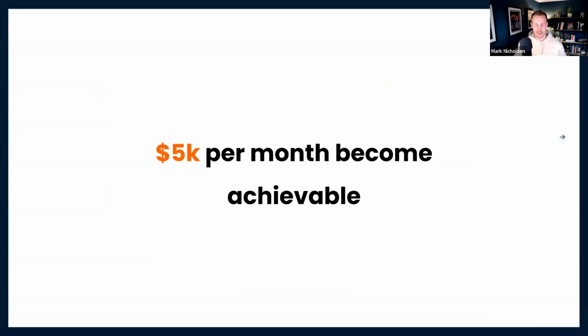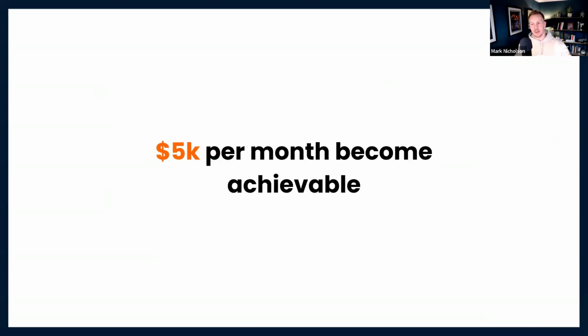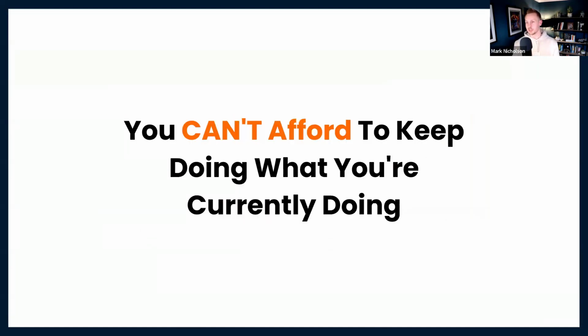Once you have a system in place, this is the beauty about it. $5,000 per month becomes achievable, because all you need to do is think, well, if these are my conversion rates, I wonder if I spend $1,000 now instead of $400. I wonder if I spend $2,000, how many clients will I make then? And so on. $10,000 per month, $20,000 becomes achievable, and so on.